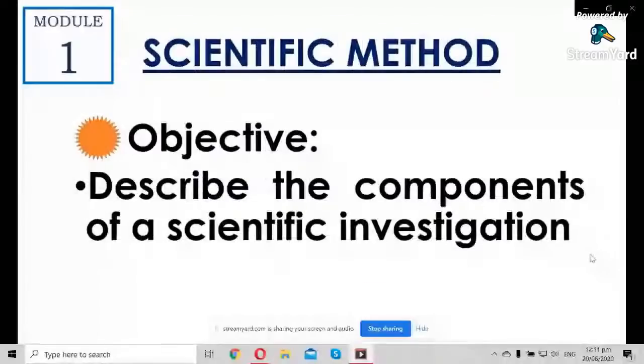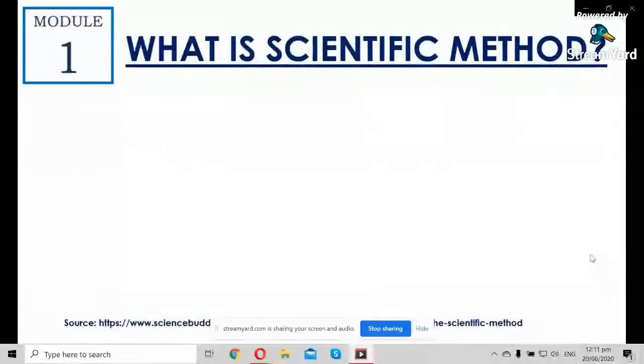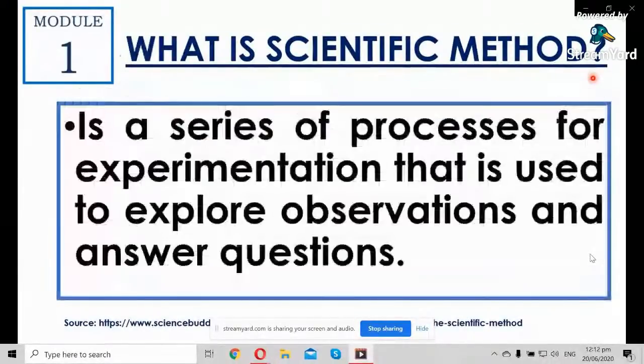Our topic for today is about scientific method. What is our objective? Our target is to describe the components of a scientific investigation. Let's get to know more the processes of scientific method. Let's go. Now, it's time for us to know what is scientific method. Again, what is scientific method? Scientific method is a series of processes for experimentation that is used to explore observations and answer questions.